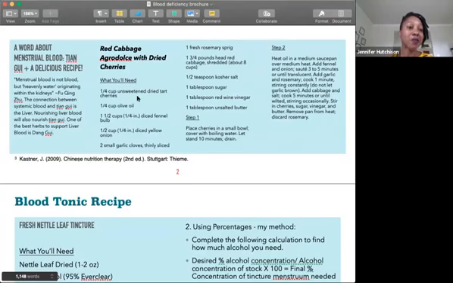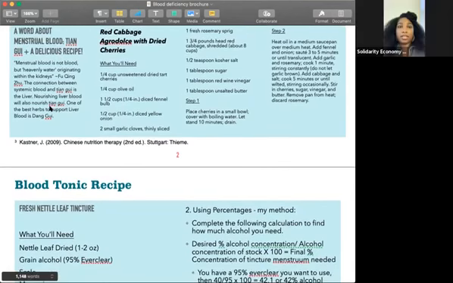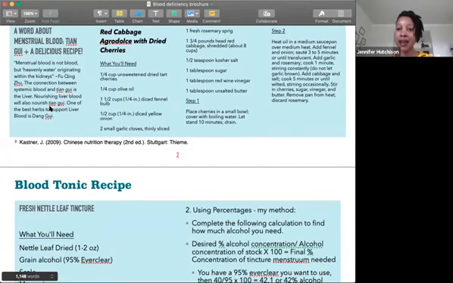And a little word about menstrual blood. I don't know how much time we have. I'm trying to keep track of time as well. It is 10:33, so it is 11:33 where you are. Okay.